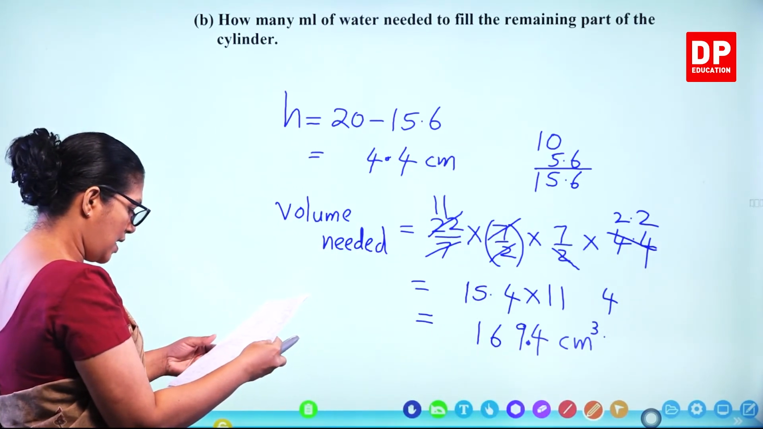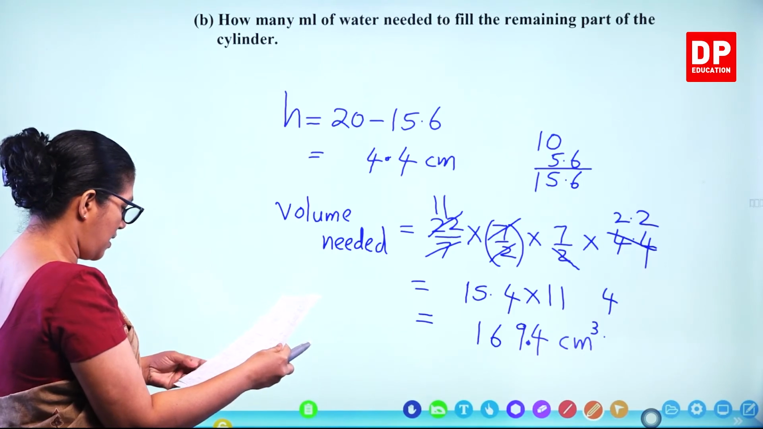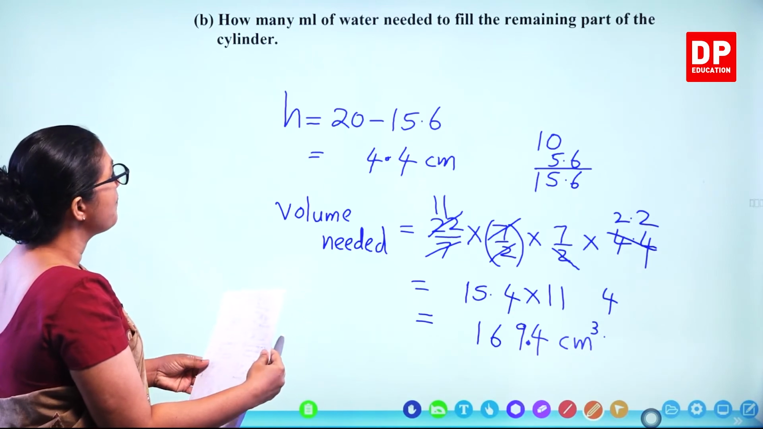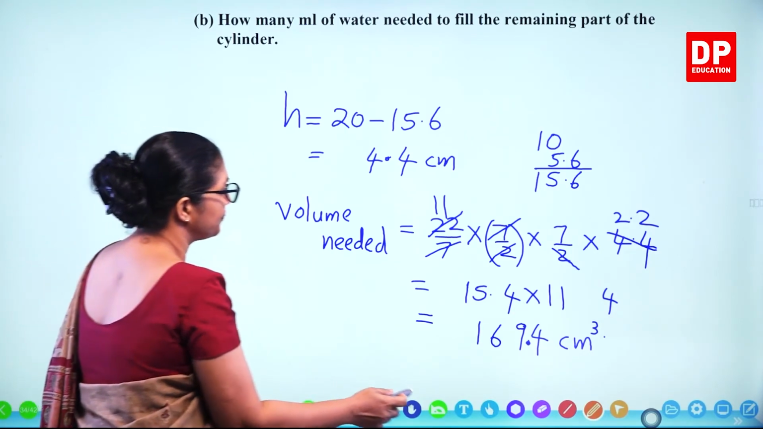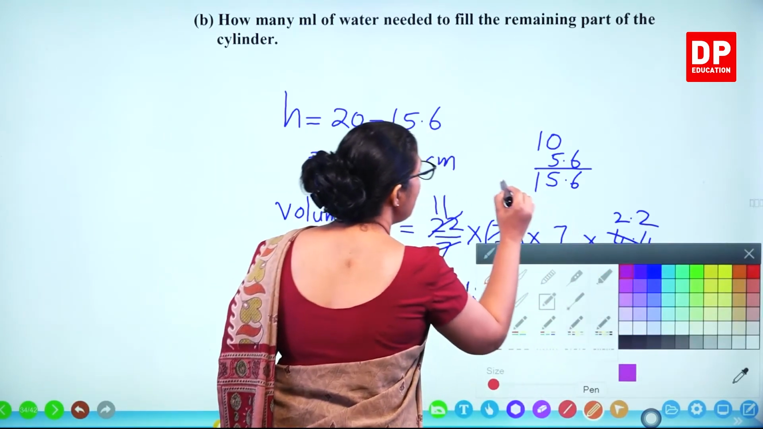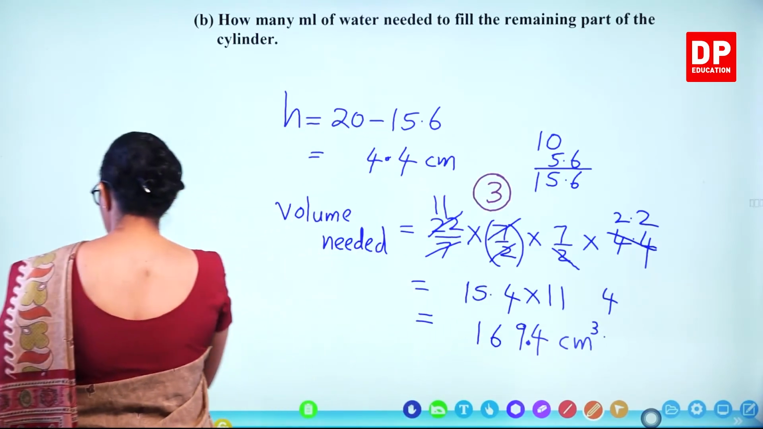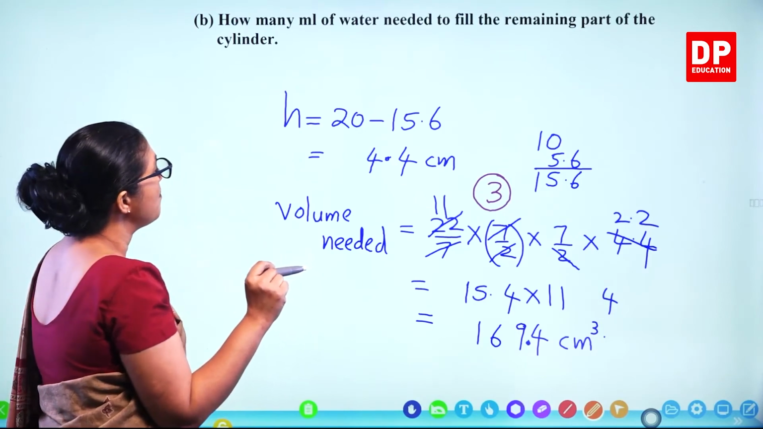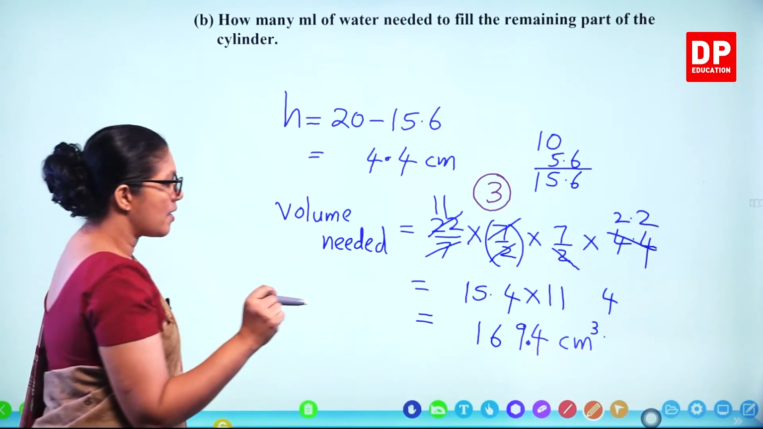So we'll see 169.4. So you are getting 3 marks for that. Earlier we gave 7 marks for this part, and here this one 3 marks. Altogether 10 marks.